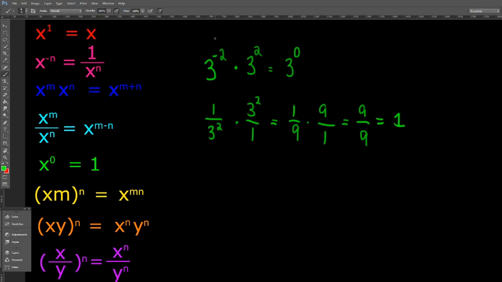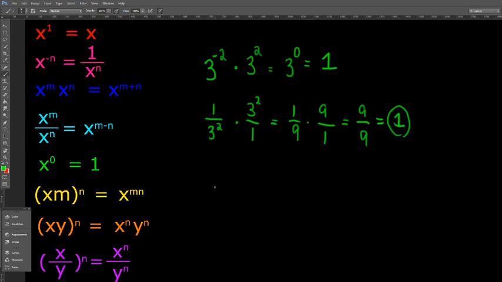So provided that we follow the rules, follow the laws, and logic it out, since these are equivalent expressions, 3 to the 0th power is equal to this 1 here, right?